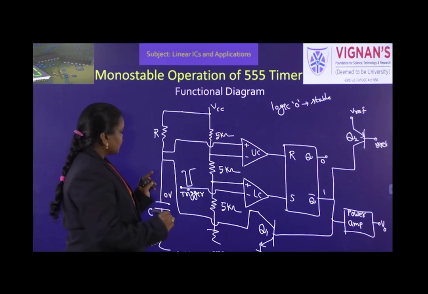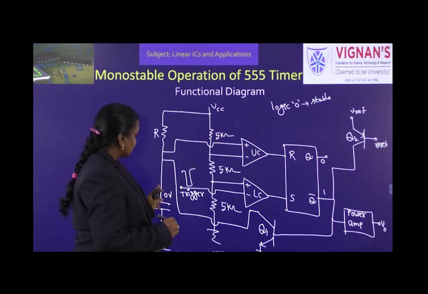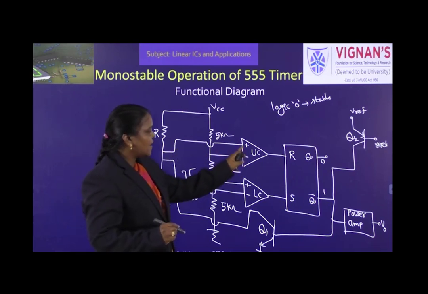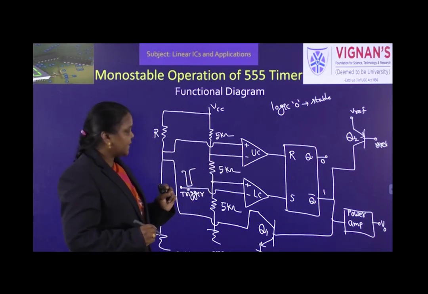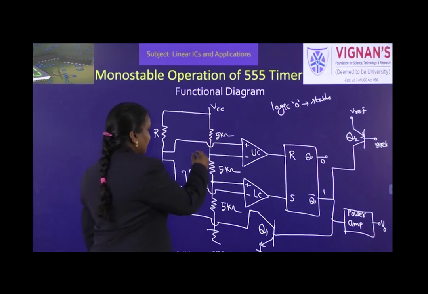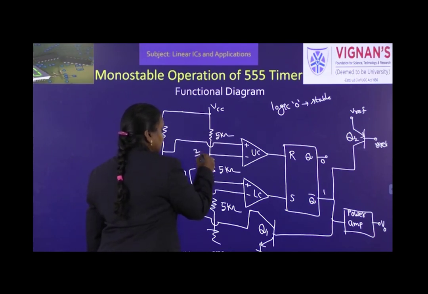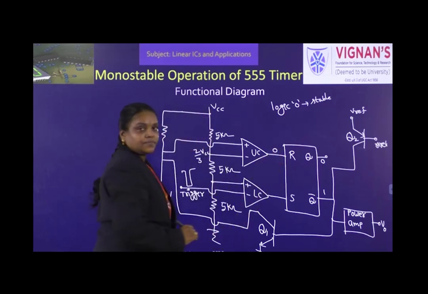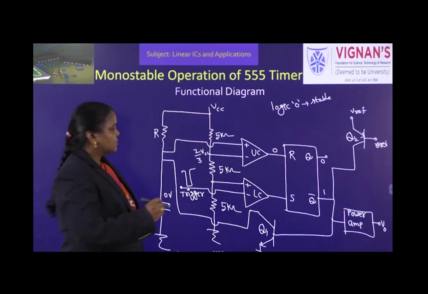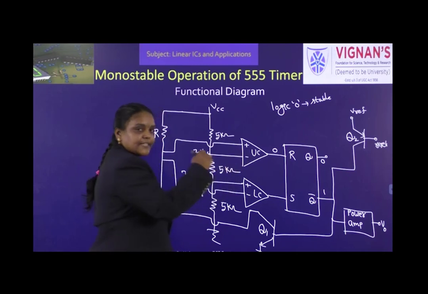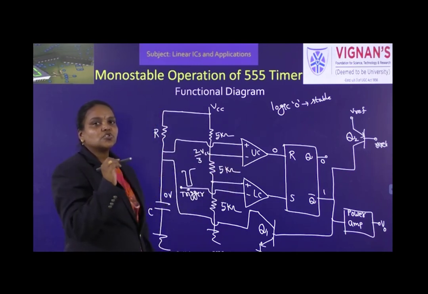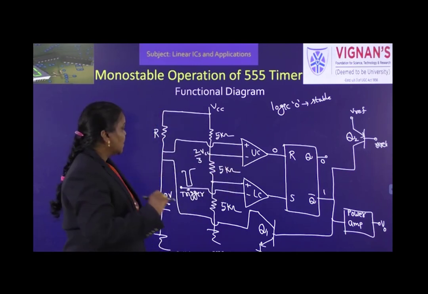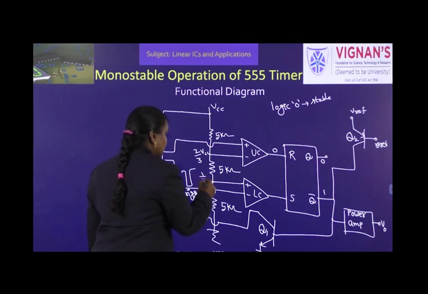Now, this capacitor voltage we are applying to the positive input of the upper comparator, and the minus input is supplied with 2/3 VCC. So here the output will be logic 0, because the minus input is dominating, that is minus VSAT is the output, which equals logic 0. And next, here it is 1/3 VCC.